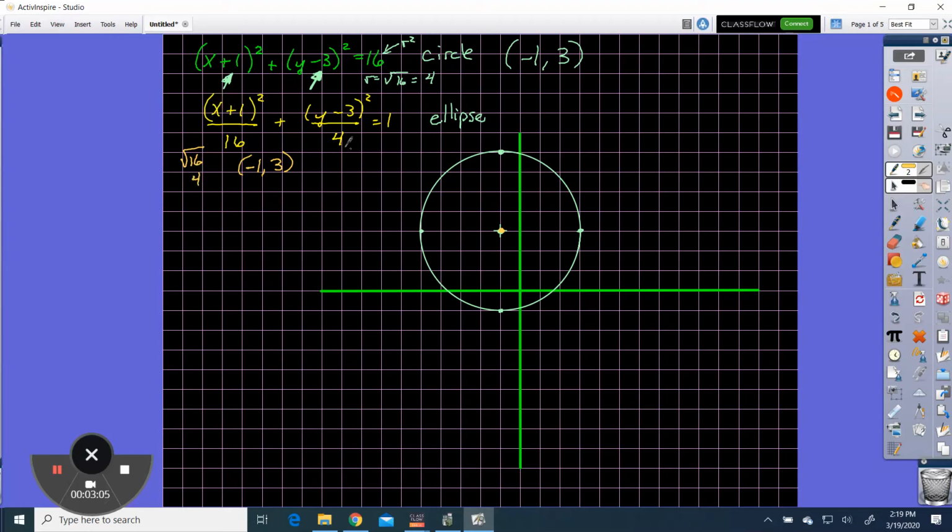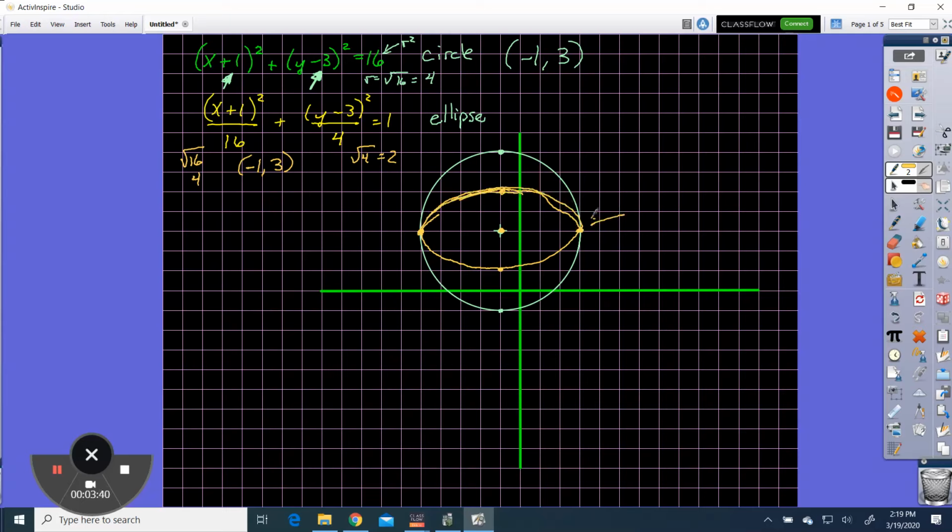When it's with the y, which this one is, the square root of 4 is 2, that tells you how far up and down it goes. So values with the y tell me up and down, values with the x, left and right. So x, left and right, 4. So there's 4, there's 4. The y, up 2, down 2. So an ellipse is an oval, it's a football, whatever you want to call it. Flattened egg. So that's my ellipse.